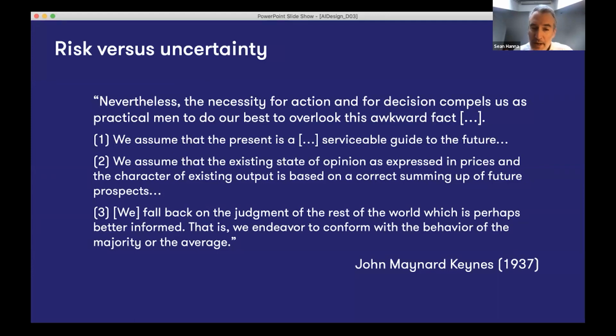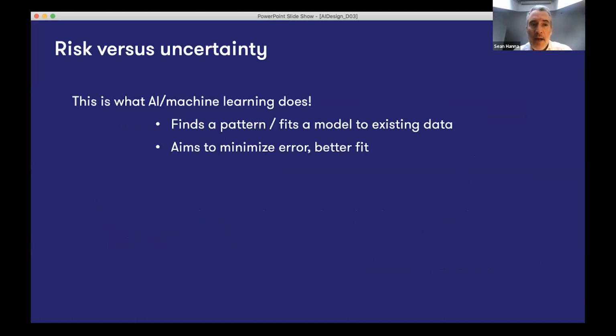So these are practical ways that we go ahead, and they deal with uncertainty of the probabilistic type, but they don't necessarily deal with this larger type of uncertainty, the uncertainty that we sometimes face in design as well. Now, these are the things that an AI and machine learning model actually does. It finds a pattern, it fits that model to existing data, and it aims to minimize that error to make that model better fit. But that doesn't deal with the types of uncertainty that really are truly uncertain.